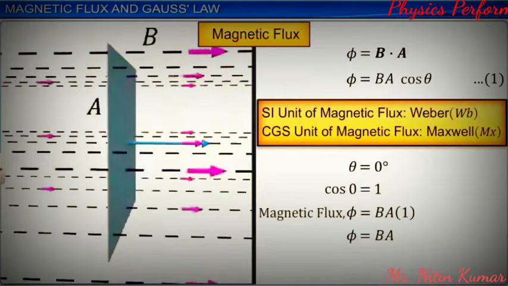When the flux passing through a given area is maximum, the magnetic flux passing per unit area is called magnetic flux density. Then, the magnetic flux density, B, is equal to phi by A. Let this be equation 2.